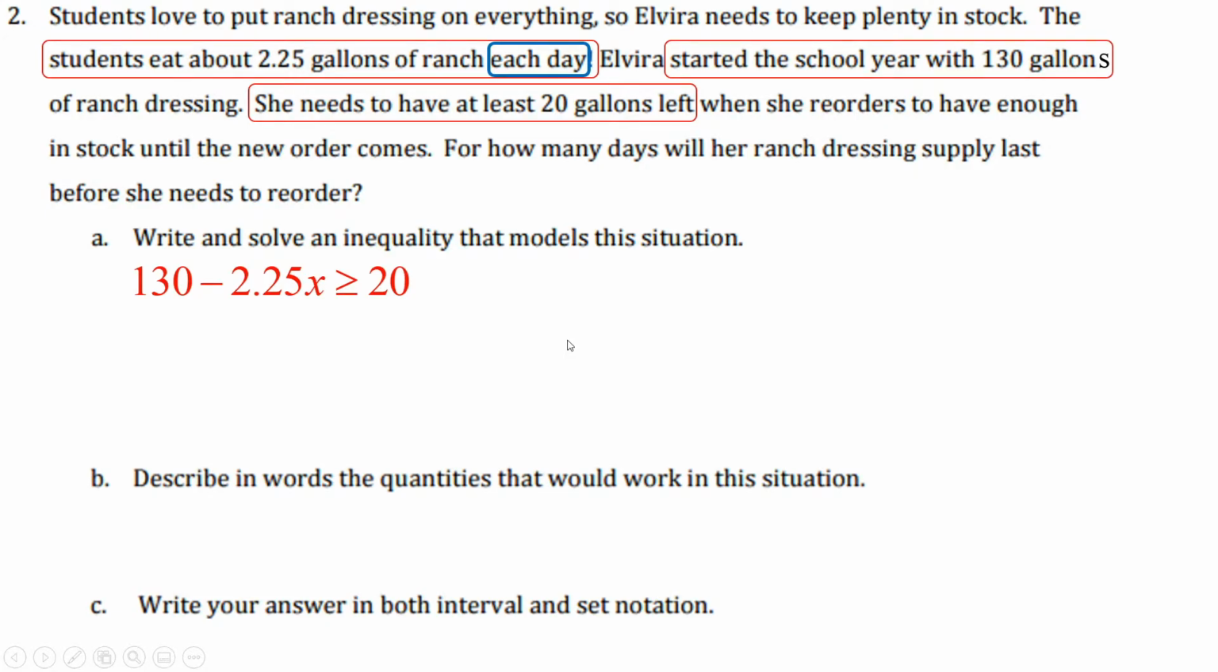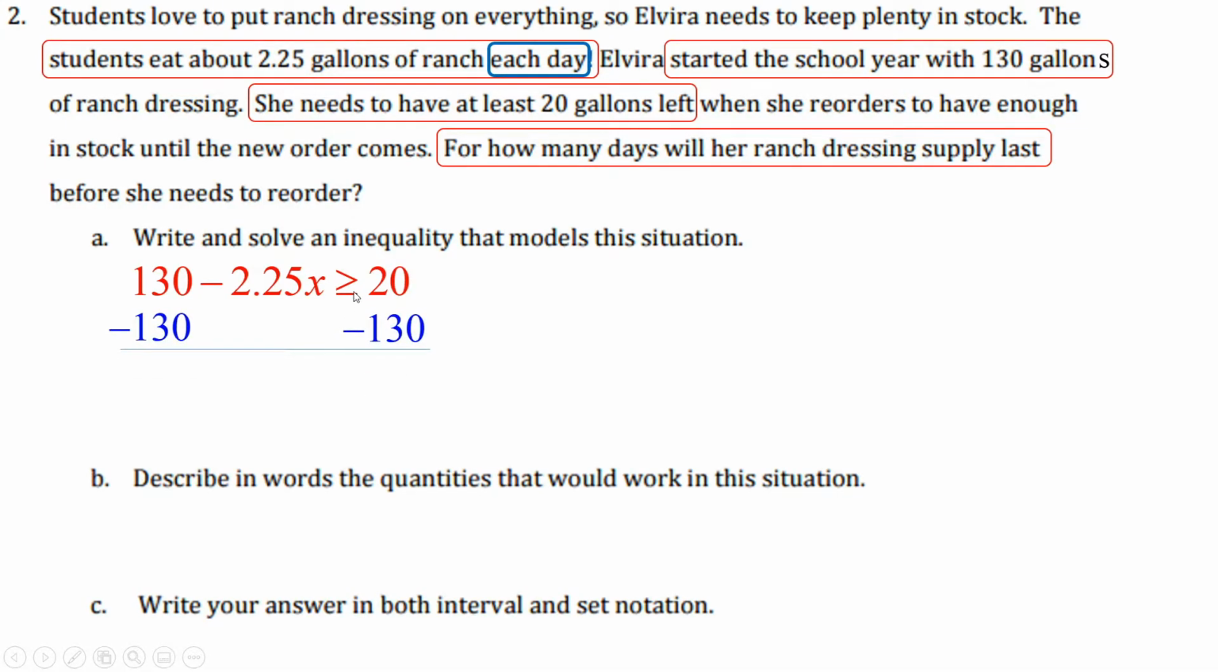When she reorders to have enough in stock until the new order comes. That makes sense. For how many days will her ranch dressing supply last before she needs to reorder? Well, we can answer that if we solve for x in this inequality. Okay, so here we go then. To solve for x, the first thing I would want to do is get rid of this 130 right here. So can I subtract 130 from both sides of my inequality? And then I bring down my inequality symbol, greater than or equal to.